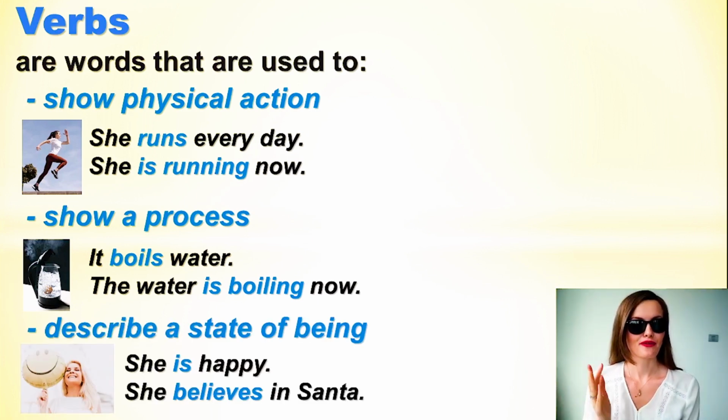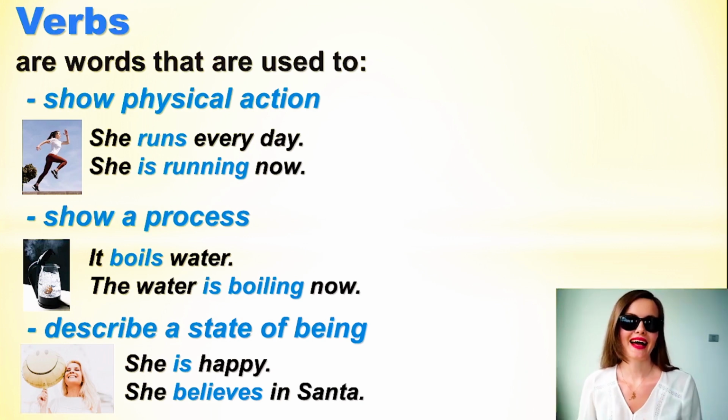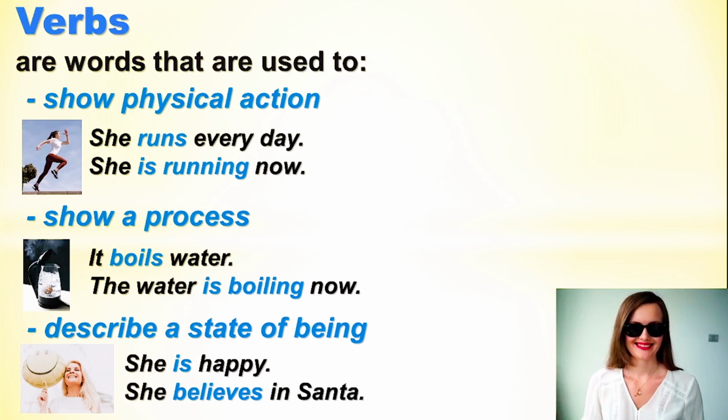And also, verbs are used to describe a state of being. For example, she is happy. She is happy. We use the verb to be in present simple. She believes in Santa. She believes in Santa. We use the verb to believe in present simple.